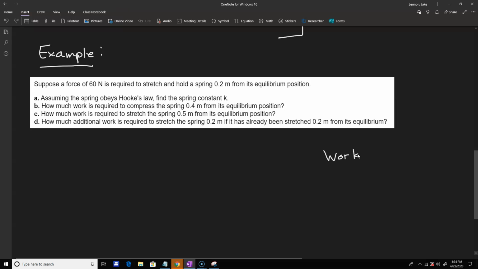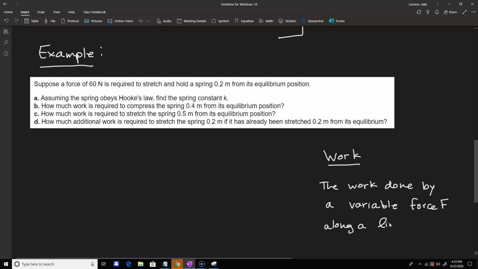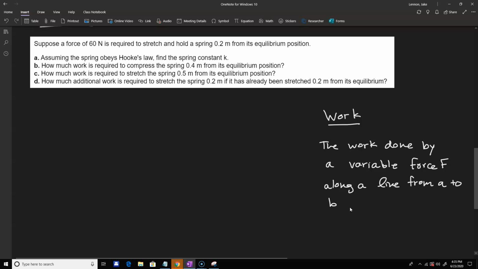So the work example here is, so the work done by a variable force F, meaning your force can be written as some type of function, along a line from A to B. It's just going to be given by the integral from A to B of f of x dx. So we could say work is the integral from A to B of capital F of x dx. And that's what we're going to use for this problem.